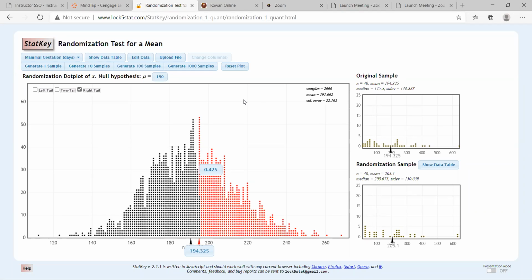Can you repeat? Yes, go ahead. Can you repeat it, please? Repeat what? If the p-value is negative, then... No, I didn't say it was negative.